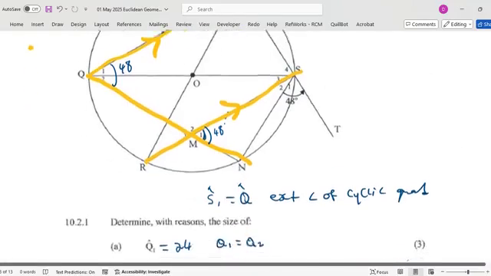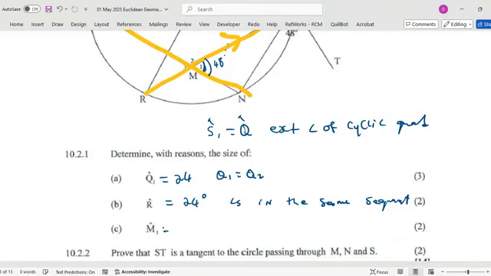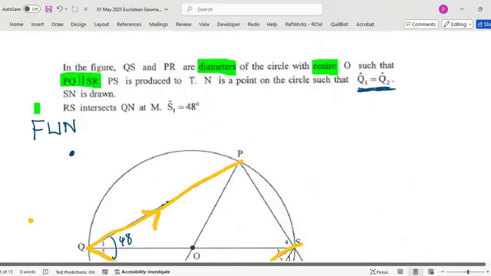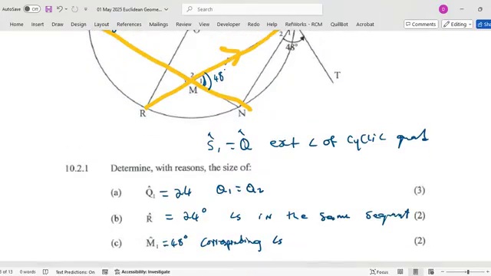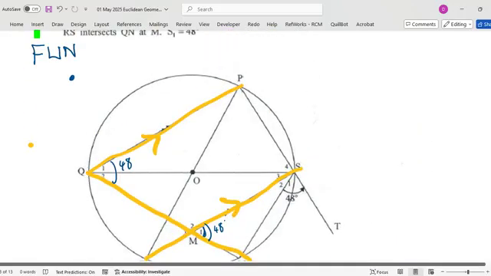Okay. So my girl here is saying M1 is equal to 48 degrees, and the reason is corresponding angles. And every time you write corresponding, alternate, or co-interior, we need to mention the parallel lines. So the parallel lines: PQ is parallel to SR. Okay. Do we have any question there? Any comment? Any question? No question.